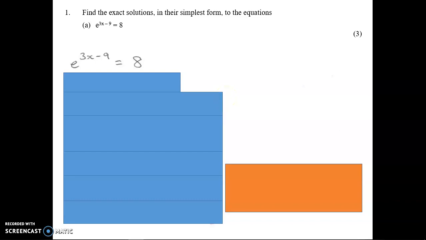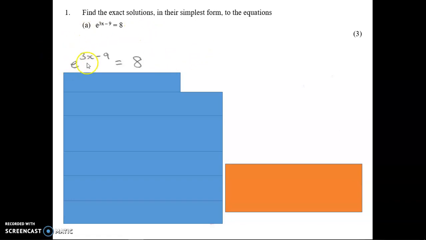Okay, so let's look at question 1 here from the CWC test. We can see that in part A we've got an exponential equation, e to the power of 3x minus 9 equals 8. The unknown is in the power, so that tells us it's an exponential. We're going to have to use logs to solve it.